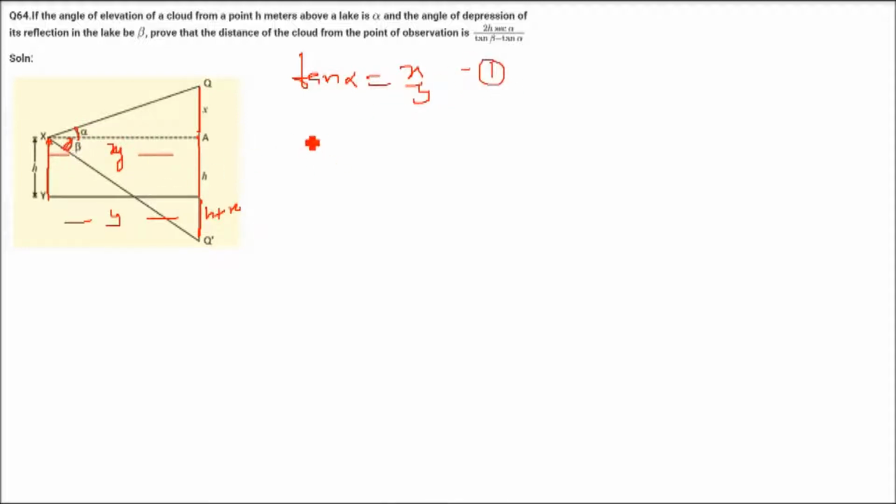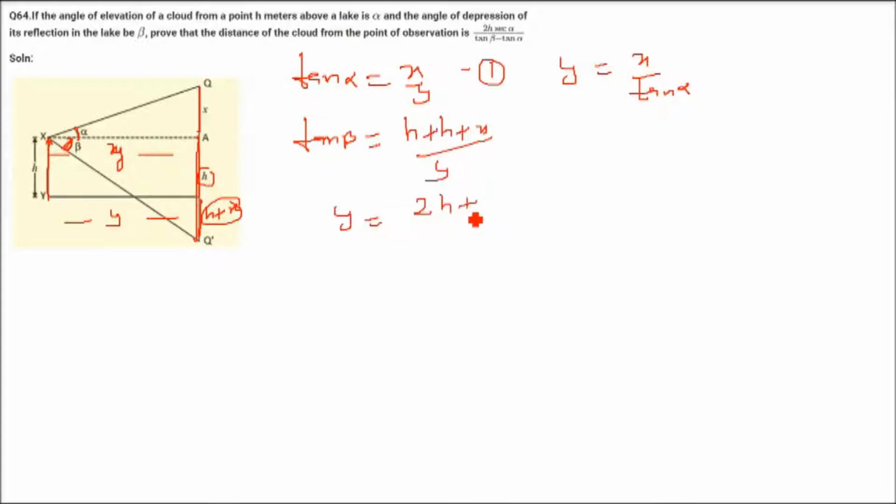Now coming to tan beta. Tan beta will be h plus x, that is this one and this one, so this is a whole one. It will be h plus x by y. So from here, what do you get? y equal to x by tan alpha. From here, y equal to h plus h is 2h plus x by tan beta. So this is first and this is second.